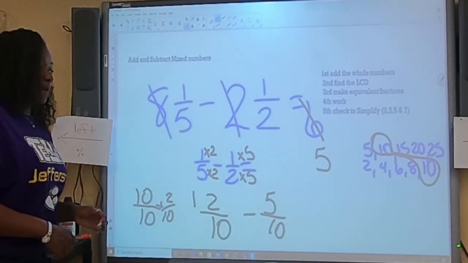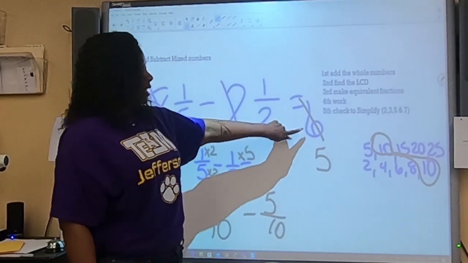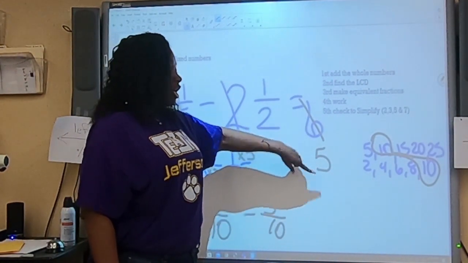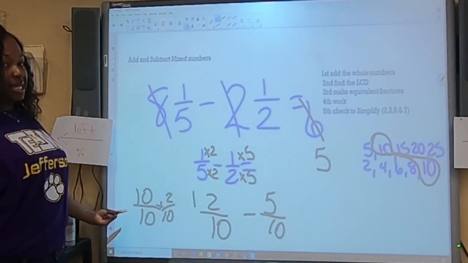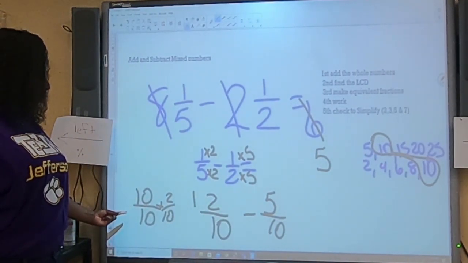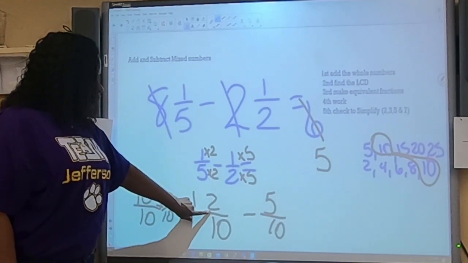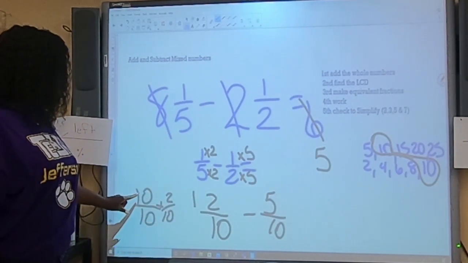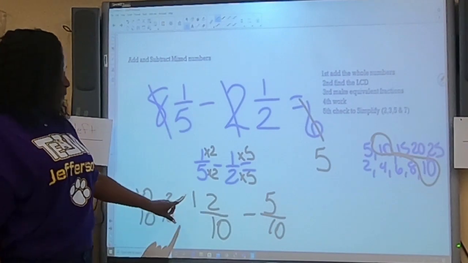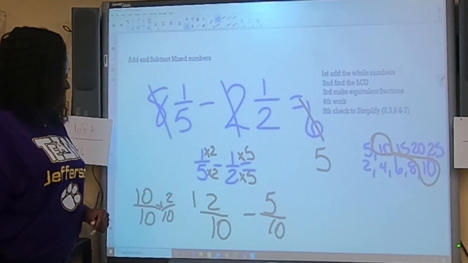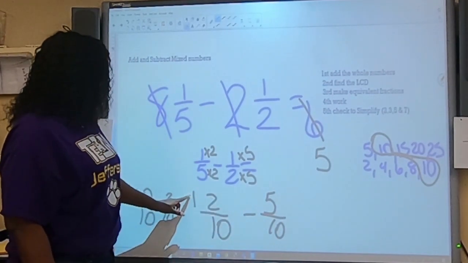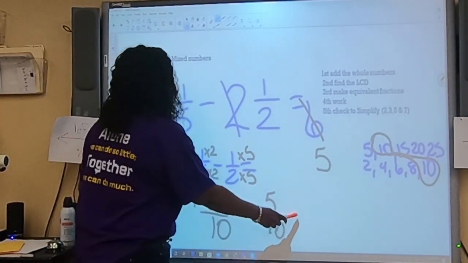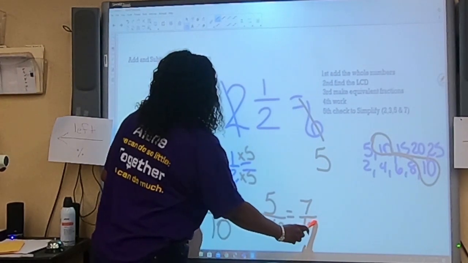Let me repeat that. I made my 6 go down to a 5. So the 1 I took away, I wrote it as the fraction 10 tenths. There's my 1 whole. Well, I already had 2 tenths. So when I added 10 tenths plus 2 tenths, that left me with 12 tenths. Now I can subtract because 12 is bigger than 5. So 12 tenths minus 5 tenths gives us 7 tenths.